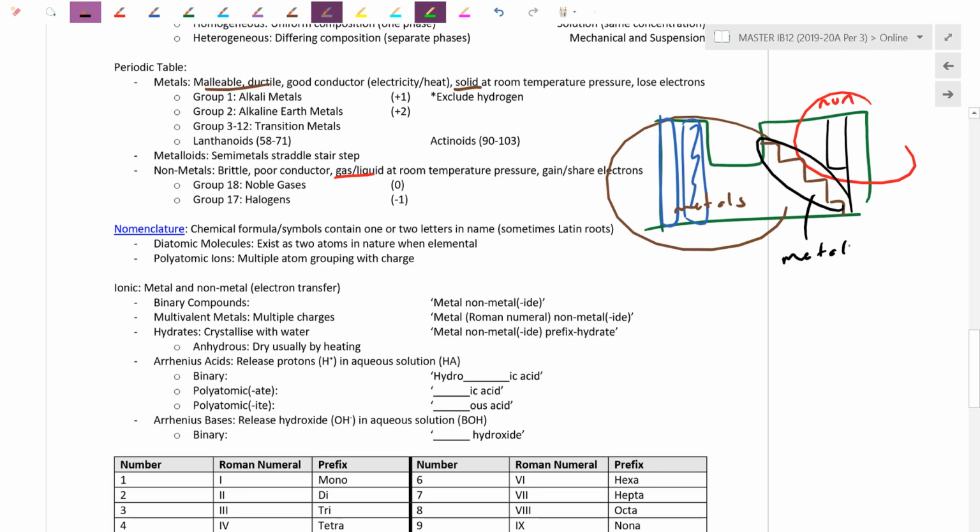We would traditionally call these ones here metalloids or semi-metals. They sort of have properties of both metals and nonmetals. So that's roughly how the periodic table is laid out. We'll come back in chapter 3 to look at those periodic trends again.